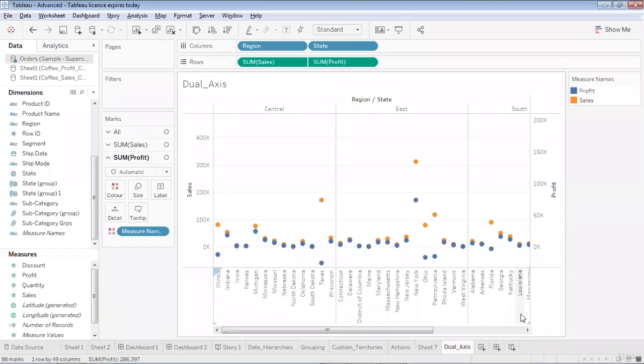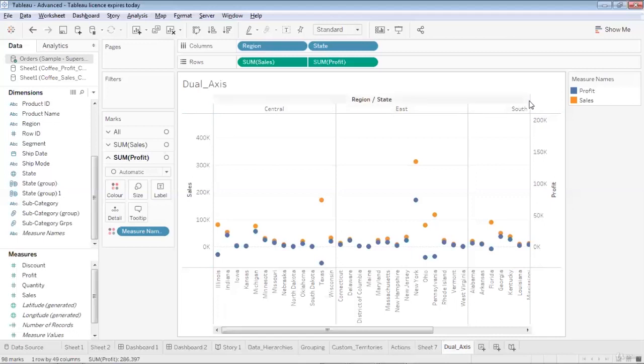Over here you will see that I have created a dual axis chart which represents the sales and profit of states across the regions. For each state I get two dots. The blue represents the profit and the orange represents the sales. The scale of profit ranges from around minus 50k to 200k, and in case of sales the scale is ranging from minus 50k to something around 500k.